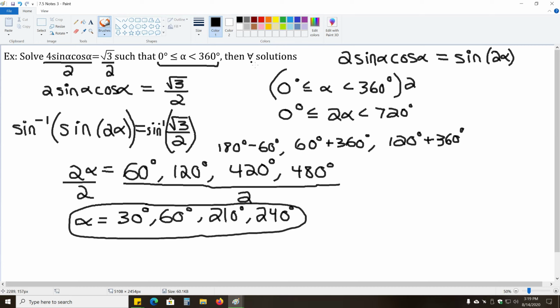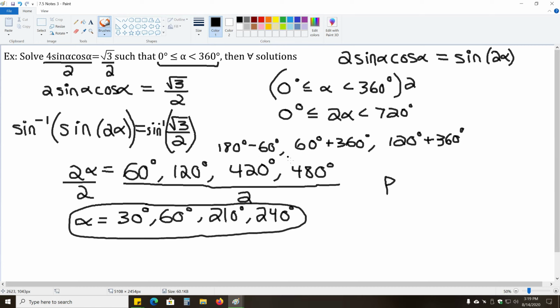But now we want to solve for all solutions. And the way we're going to do that is going back to this step where we had sine of 2 alpha equals the square root of 3 over 2, finding the period at that part of the problem, because we can't really find it up here since we have two separate trig equations.